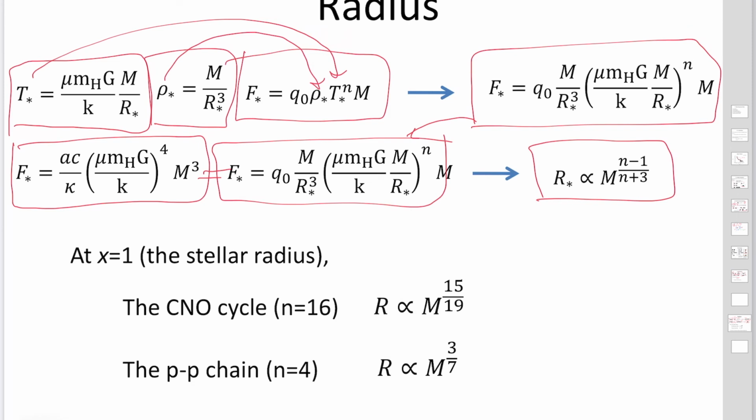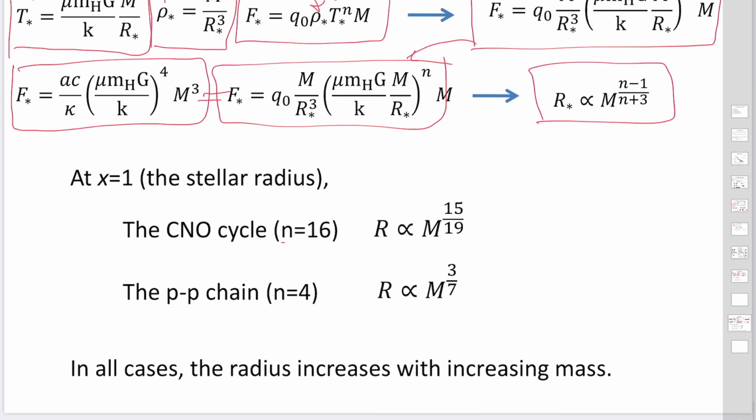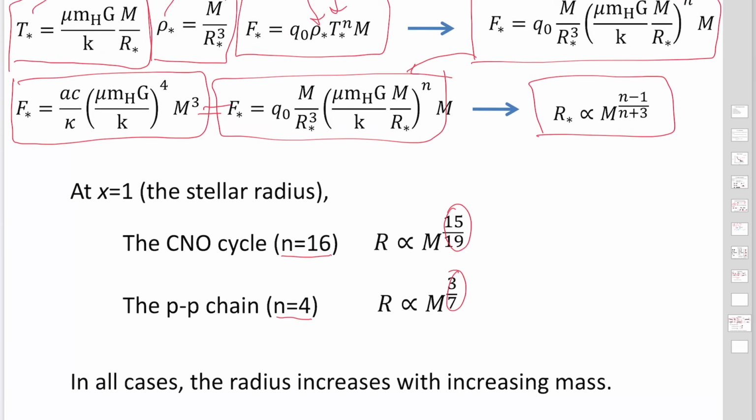At stellar radius x equal to 1, in the CNO cycle, n corresponds to 16, and then you can calculate that R is proportional to M to the 15/19. In the case of the PP chain, n equals 4, so R is proportional to M to the 3/7. So we have different power laws. In all cases, the radius increases with increasing mass. Okay, this is the end of this session.